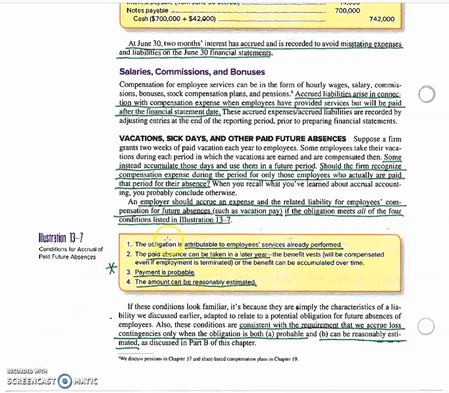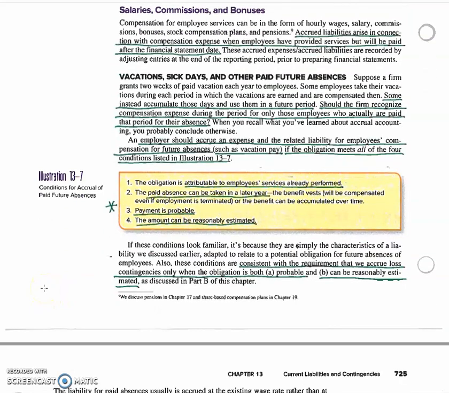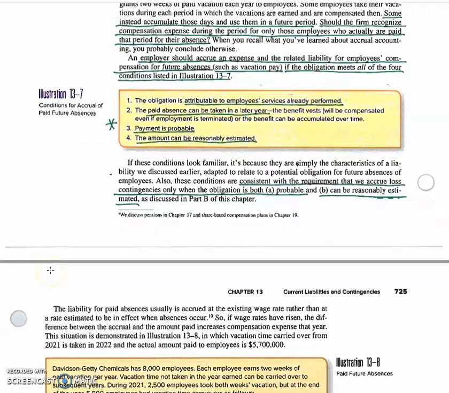So right here you get into a little box that explains the conditions for accrual of pay for future absences. The obligation is attributable to the employee's services already performed. The paid absence can be taken in a later year. In other words, the benefit vests, will be compensated even if the employment is terminated, or the benefit can be accumulated over time. Payment is probable. That one's really important. And the amount can be reasonably estimated.